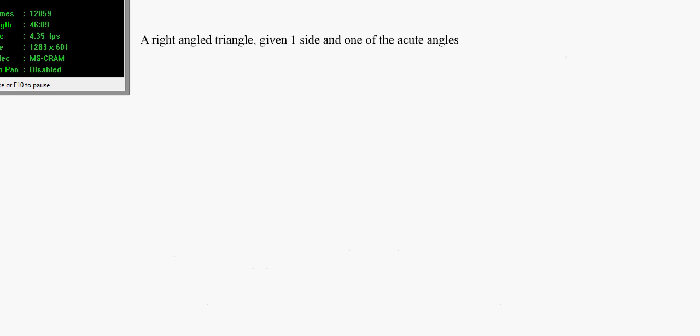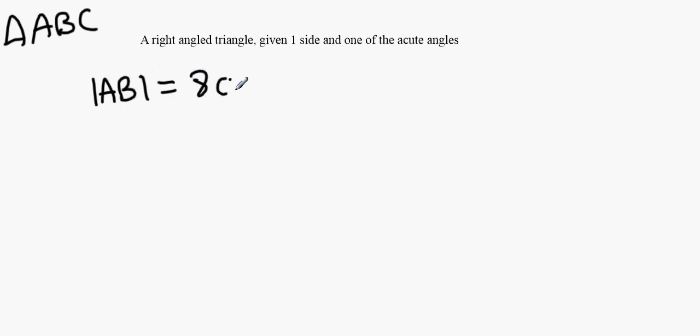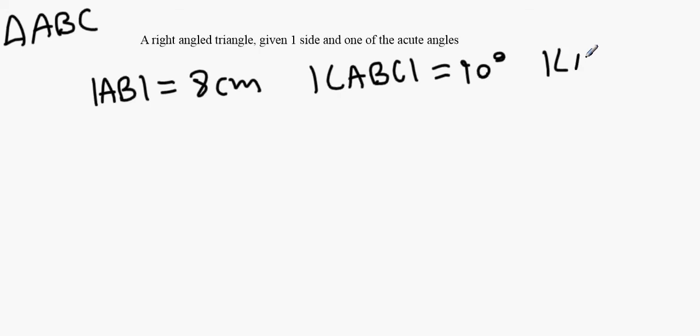Okay, this is construction 14. It's looking for you to construct a right angle triangle given one side and one of the acute angles. So we're going to get a triangle ABC, and the information it's going to give us is that AB is 8 centimeters long. It's also going to say that the angle ABC is 90 degrees, so there's a 90-degree angle at B. And then it's going to tell us that the angle ACB is 50 degrees.